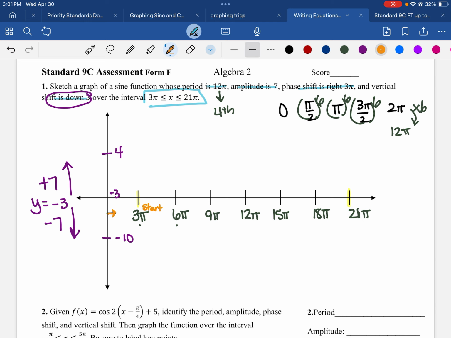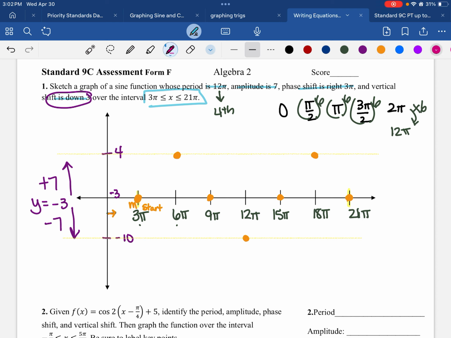Since my graph is a sine function, I'm going to start at the middle here, and I will graph tops and bottoms with a ghost line. So middle, top, follow all the way through until the end of your interval. And then you'll want to connect these.